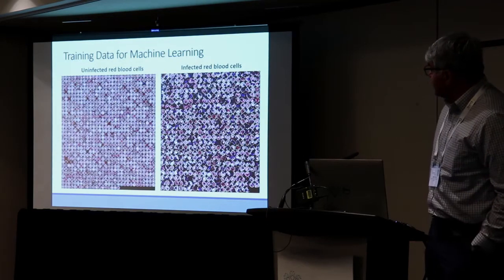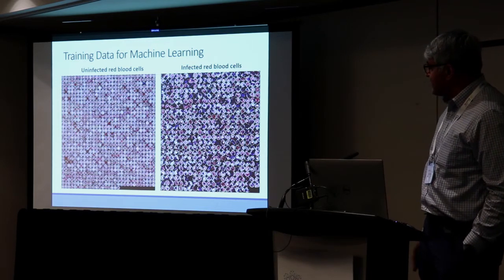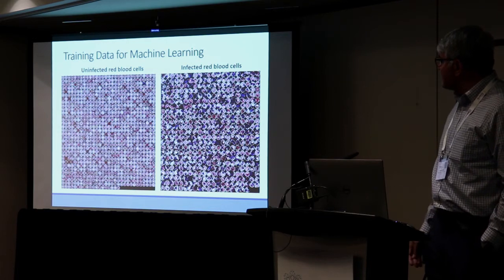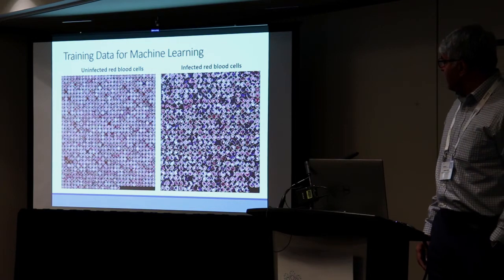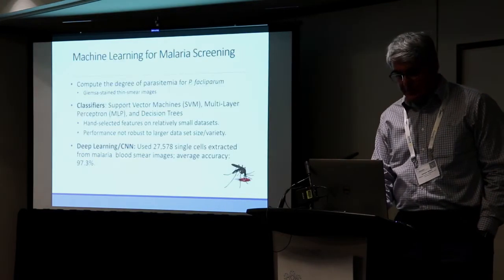Just a sampling to show what the segmented cells look like. They're neatly laid out in this picture for just visual purposes. And usually the parasite will acquire the stain and therefore be visible. However, reality is much different.